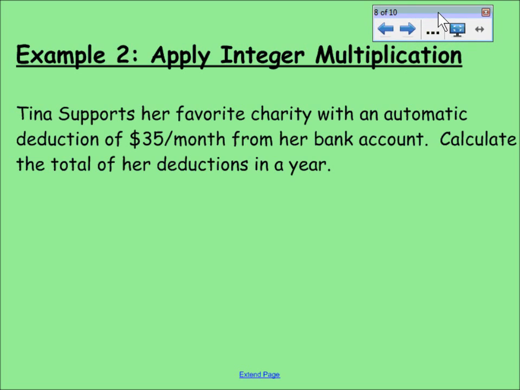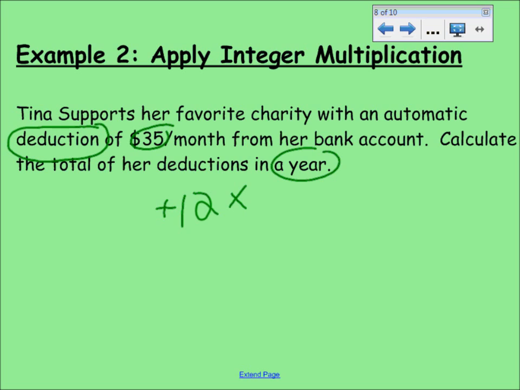The first example, apply the integer multiplication. Tina supports her favorite charity with an automatic deduction of $35 a month from her bank account. Calculate the total of deductions in a year. A year is 12 months. So positive 12 months times 35, but it's a deduction, so we're going to put negative 35. Negative 35 times 12 is 420, because 35 times 10 is 350, and 35 times 2 is 70. 350 plus 70 equals 420.